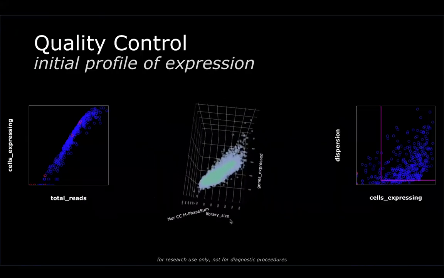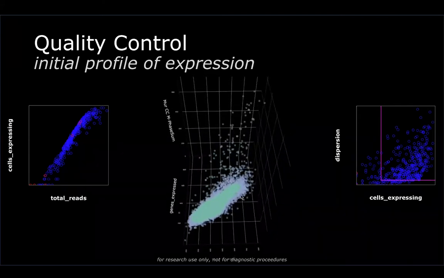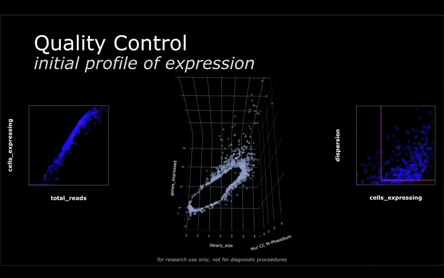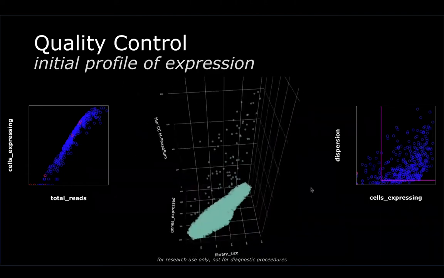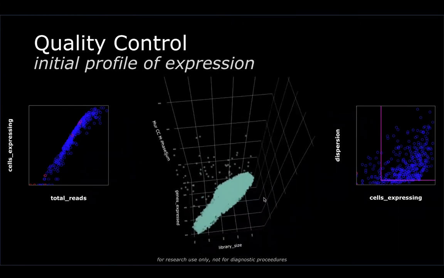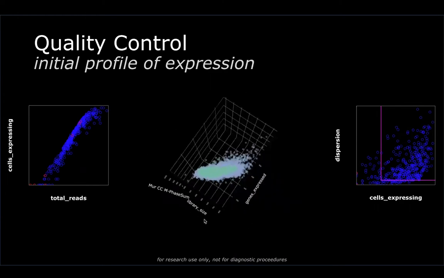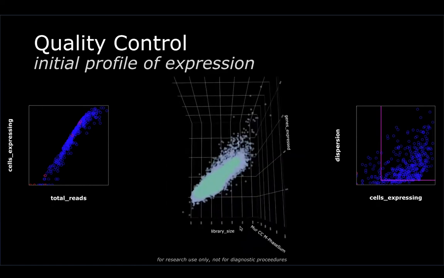So in quality control, the things that we want to focus on are high quality parameters and high quality cells. There in the middle, you can see a 3D graph that I've created of library size versus genes expressed. On the x-axis, library size is showing us the total number of transcripts expressed per cell. And on the y-axis, genes expressed is the total number of genes that each cell is expressing. You can see there's kind of a correlation, right? The more transcripts you have in a given cell, typically the more genes are going to be expressed.